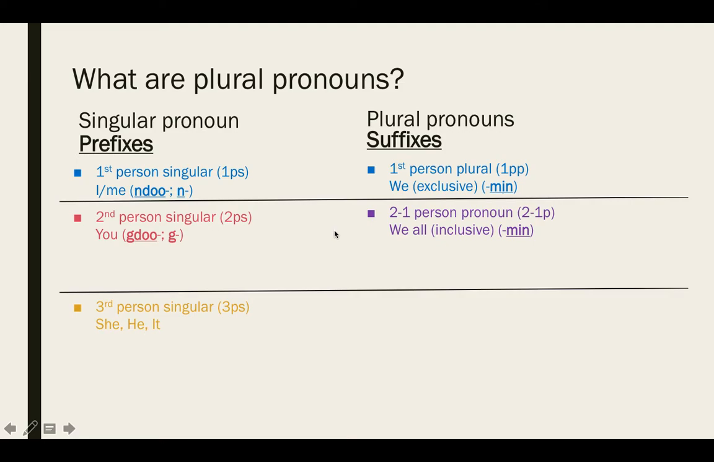Now moving on to the second person plural. It's in red, just like our second person singular, and it is expressed with the suffix awa. So we would use a gdo or g in front of our VTI word, and then we would end it with an awa sound for second person plural, the you all. So talking about a group, like a group of people doing something. So you all are doing this, you all are doing that.